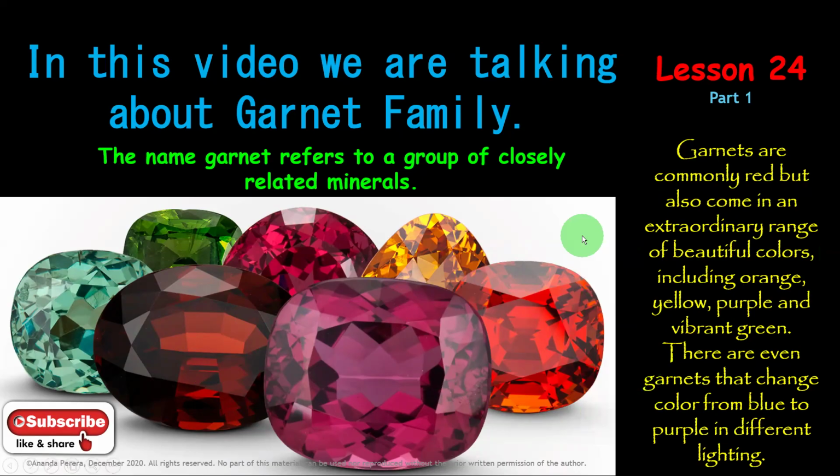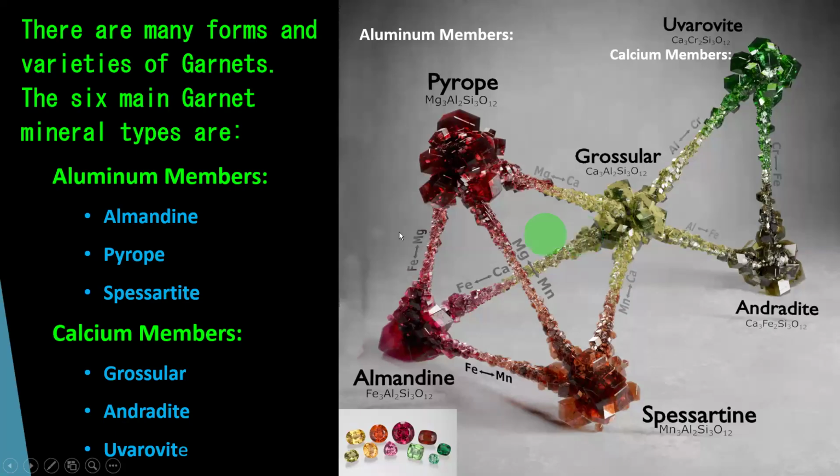Now we are moving to inside. Look at this. This is the very important connection shown here. There are many forms and varieties of garnets here: pyrope, grossular, uvarovite, andradite, spessartine, almandine. How many? There are 6. Mainly 6. What is the difference?